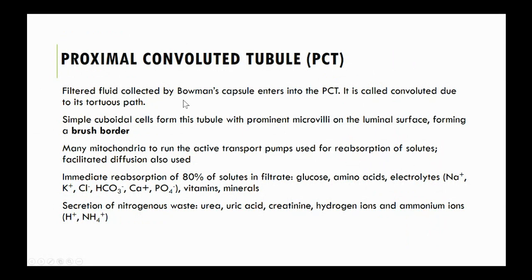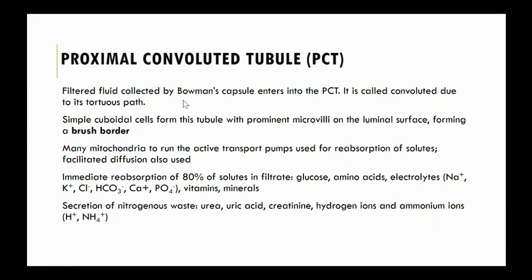So this proximal convoluted tubule, all this filtered fluid collected by our Bowman's capsule, enters into that proximal convoluted tubule. It's called convoluted because it's just like a mess, right? Simple cuboidal cells form the tubule with prominent microvilli on the luminal surface, and they form a brush border. The brush border is very similar to the brush border we talked about when we discussed the small intestine.